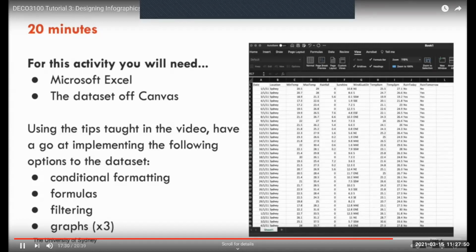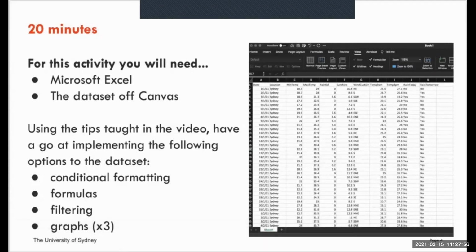So now that we have watched this video, you should have a basic understanding of some of the tips and tricks that you could use to make your Excel life a lot easier. So for this activity, there is a data set on Canvas which outlines all the weather patterns in Sydney from 2011 to 2017. If you download that off Canvas, that's what we'll be using for this week.